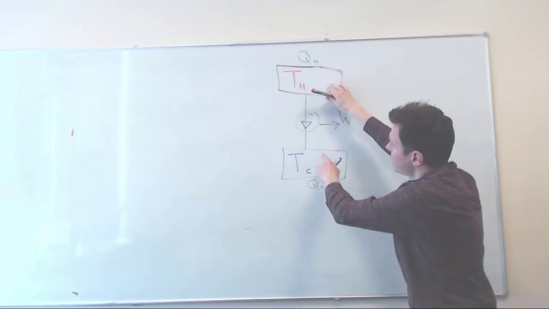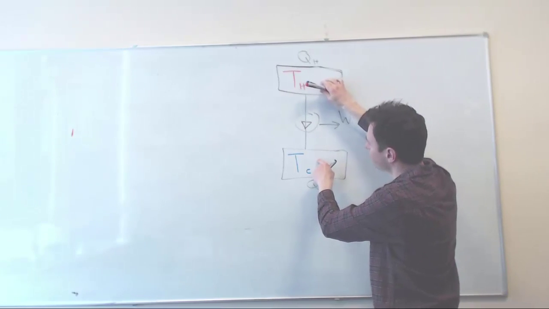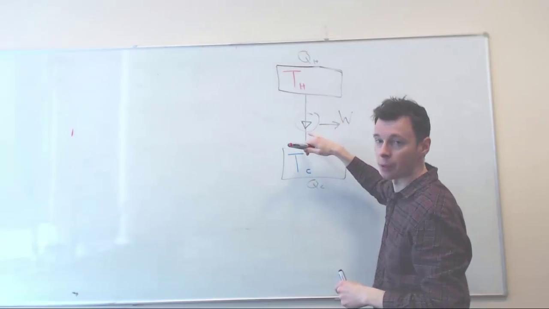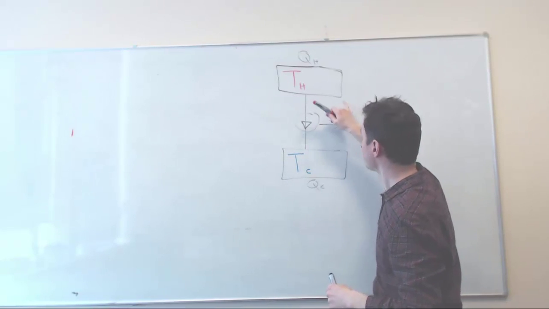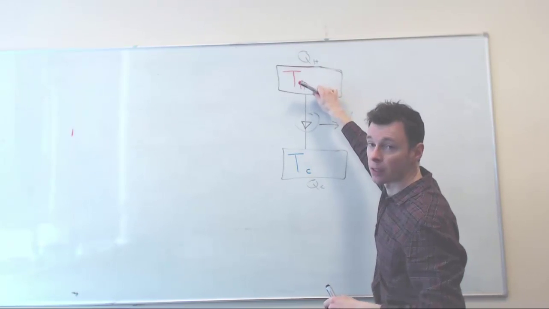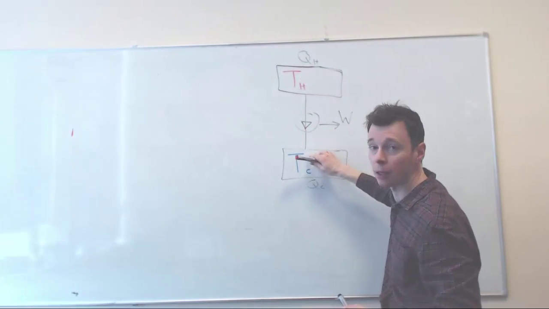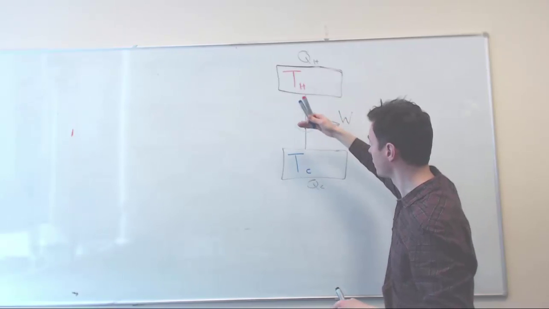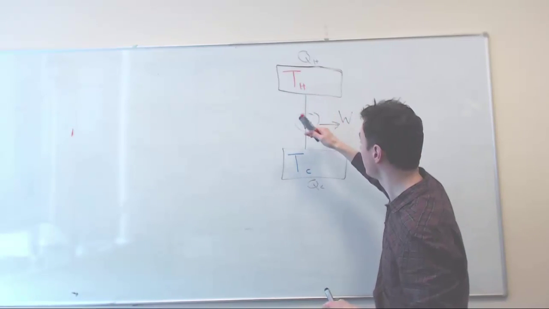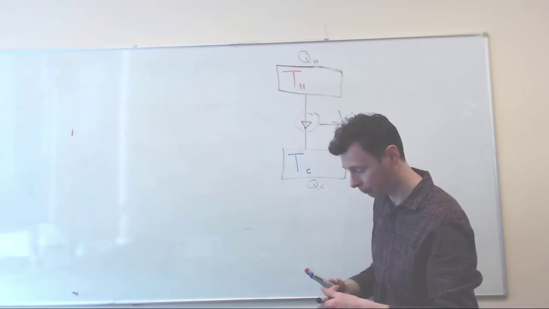So we need to maintain this difference in temperature. If we destroy that temperature gradient, no heat will flow, so we can't take any work out. So it stands that due to the second law, we can't take all of the heat out of this. Some of it has to flow down here in order to keep this flow going, so we can tap off or extract some of that heat energy and convert it into mechanical work.